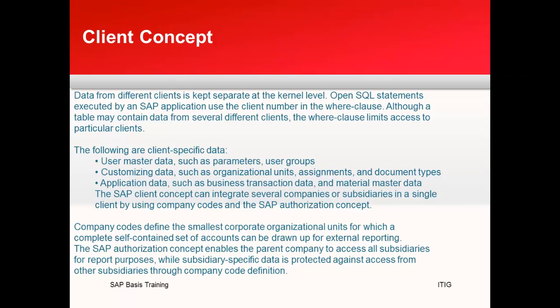The client concept can integrate several companies or subsidiaries in a single client by using company code and the SAP authorization concept. Company code defines the smallest corporate organizational unit for which a complete self-contained set of accounts can be drawn up for external reporting. The SAP authorization concept enables the parent company to access all subsidiaries for reporting purposes, while subsidiary specific data is protected against access from other subsidiaries through the company code definition.